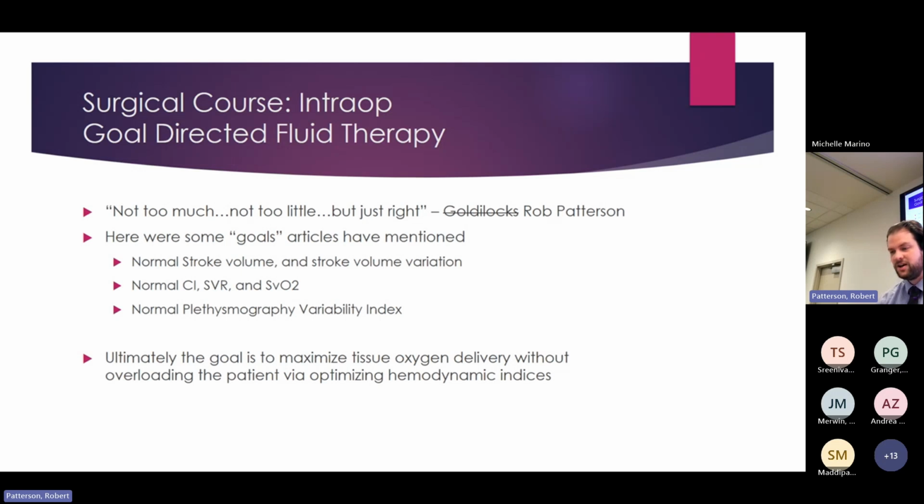So there were some goals articles did mention, though. Some that I didn't mention earlier: normal cardiac index, normal SVR, and then normal plethysmography, which is the pulse ox variation that you would see on your monitor. Just keep in mind that the official goal that you should keep in mind is to maximize tissue oxygen delivery without overloading the patient by optimizing your hemodynamics.